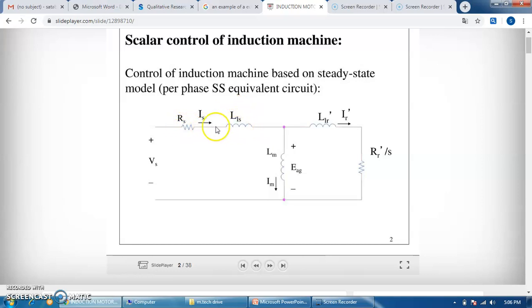Both are on the stator side, and correspondingly this will be the inductance and this will be the magnetizing current. Correspondingly, on the rotor side there is inductance, and the resistance is shown here as a variable, that means R dash by s, where small s indicates the value of slip. At the input terminal we are giving the supply voltage V.